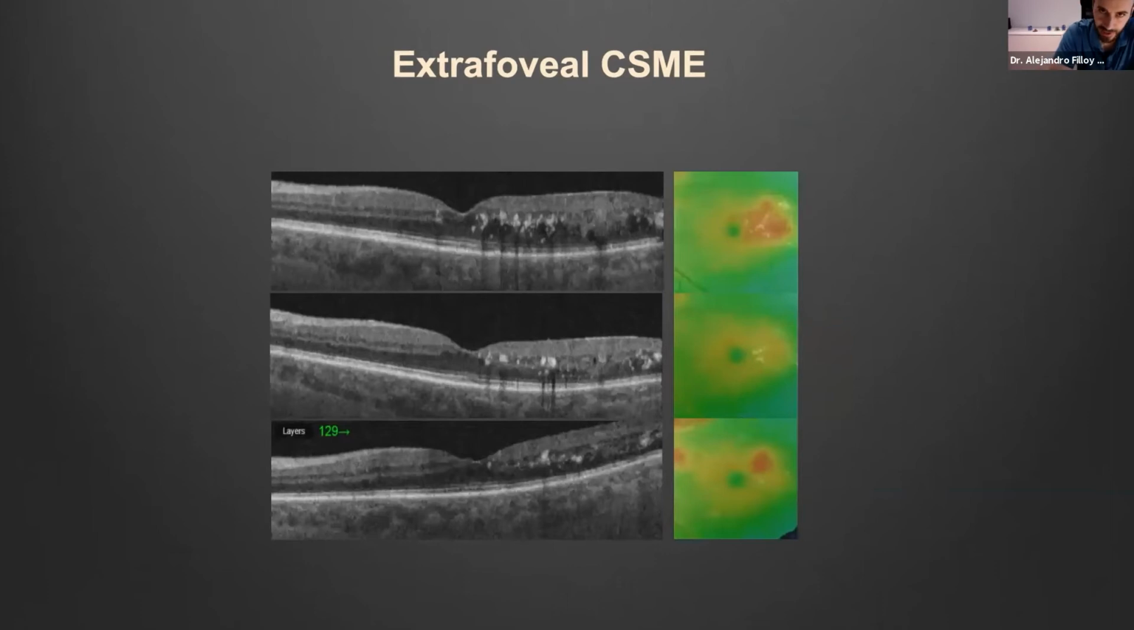In this nearly foveal macular edema, as you can see, the edema recedes very nicely from the fovea, thus preserving the patient's good visual acuity.